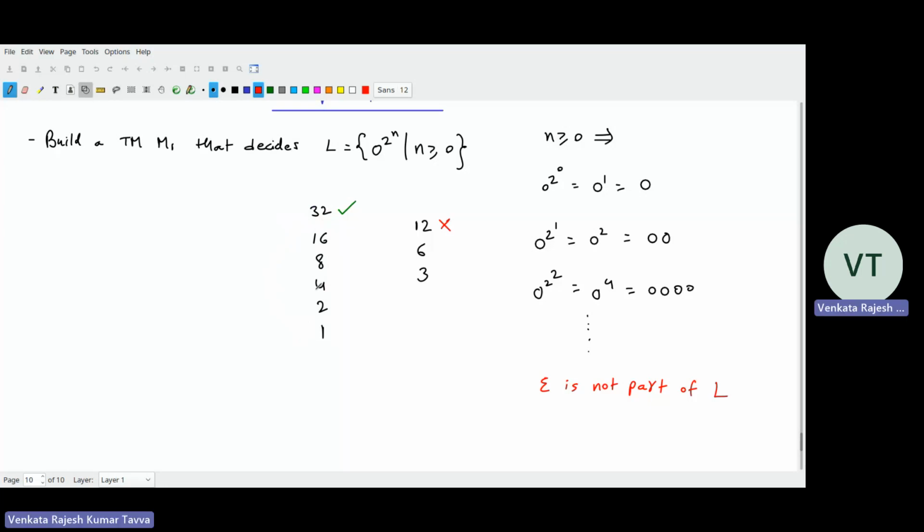Crossing? But it will give me whether it's even or odd. It will not tell me if it's a power of 2. I need to half it.